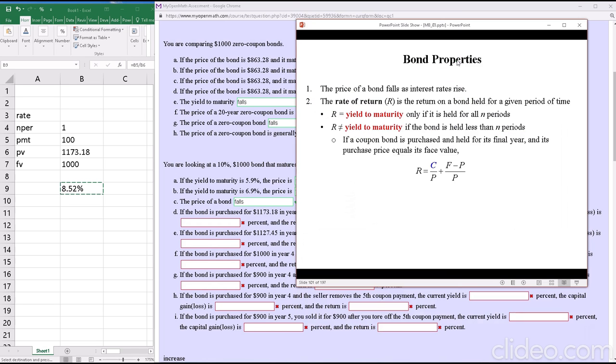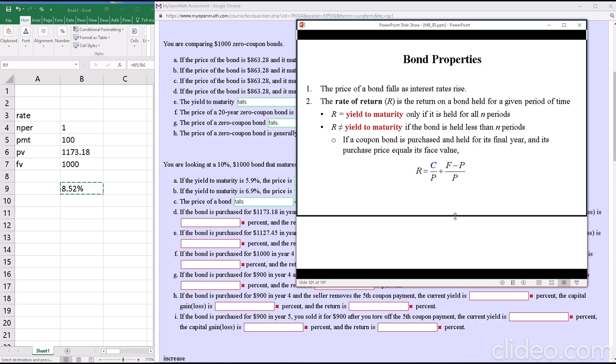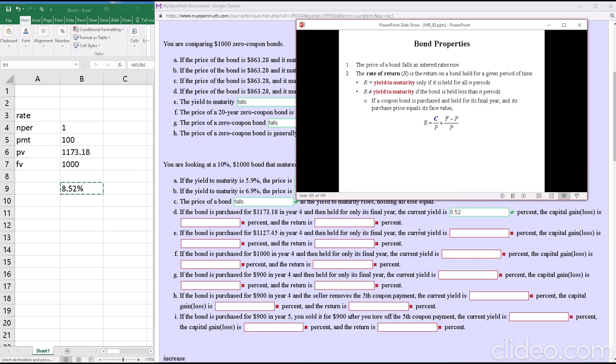Let's put it right here. Oh, I can't put it up any higher. There we go. We'll put it like that.